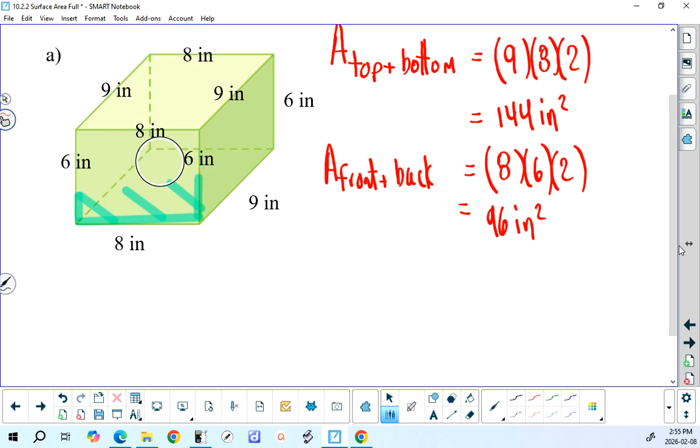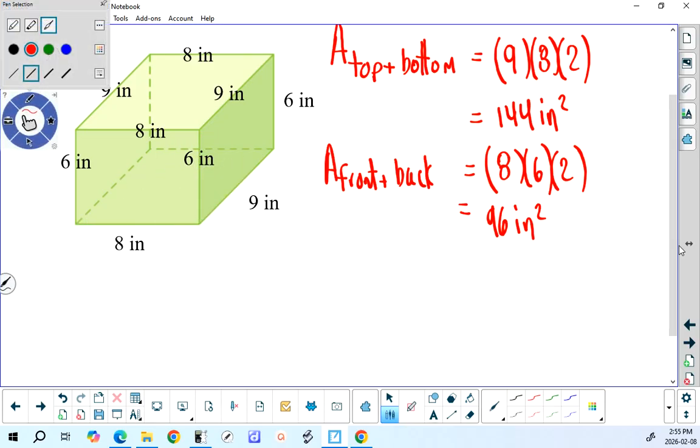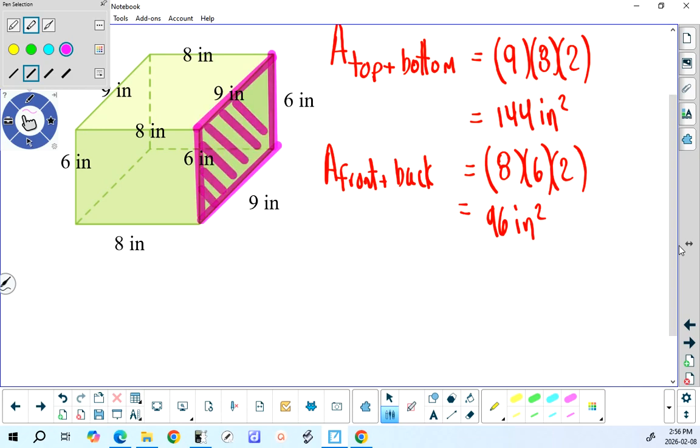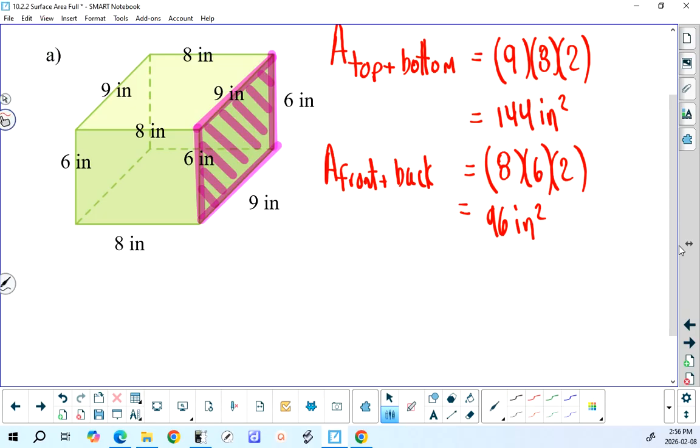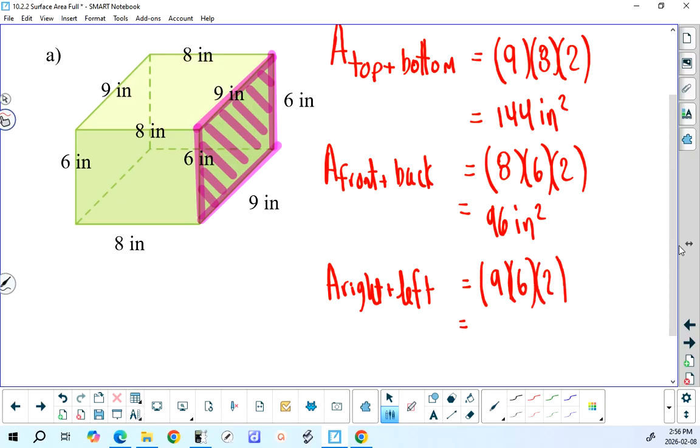Now what we're going to do is worry about the area of the right and the left. The right-hand side is a rectangle that is 9 by 6. So the area of the right and left equals 9 times 6 times 2, which is 54 times 2, which is 108 inches squared.